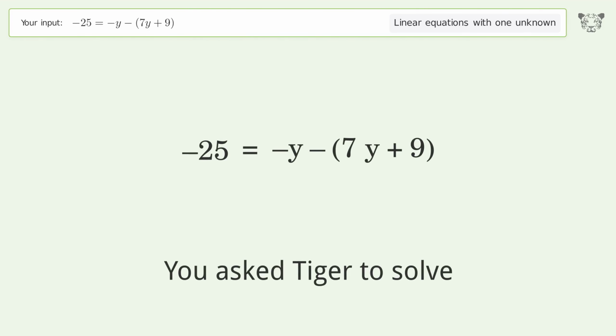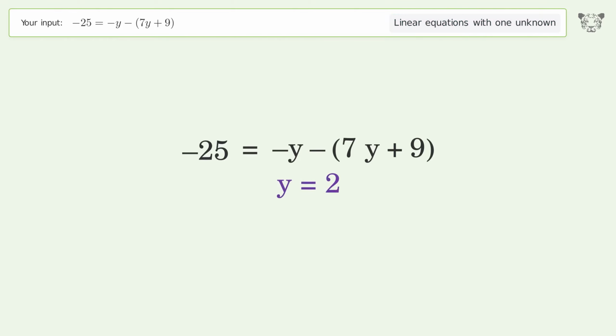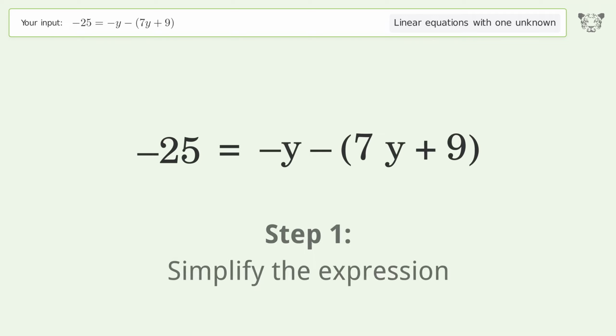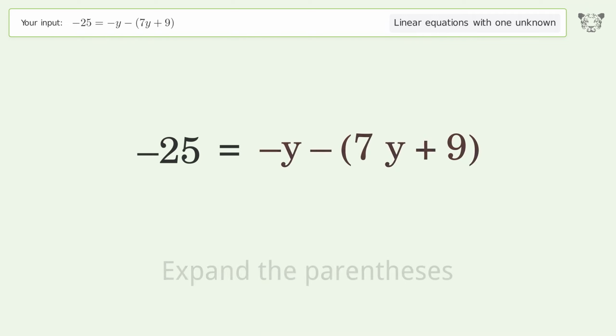You ask Tiger to solve. This deals with linear equations with one unknown. The final result is y equals 2. Let's solve it step by step. Simplify the expression. Expand the parentheses.